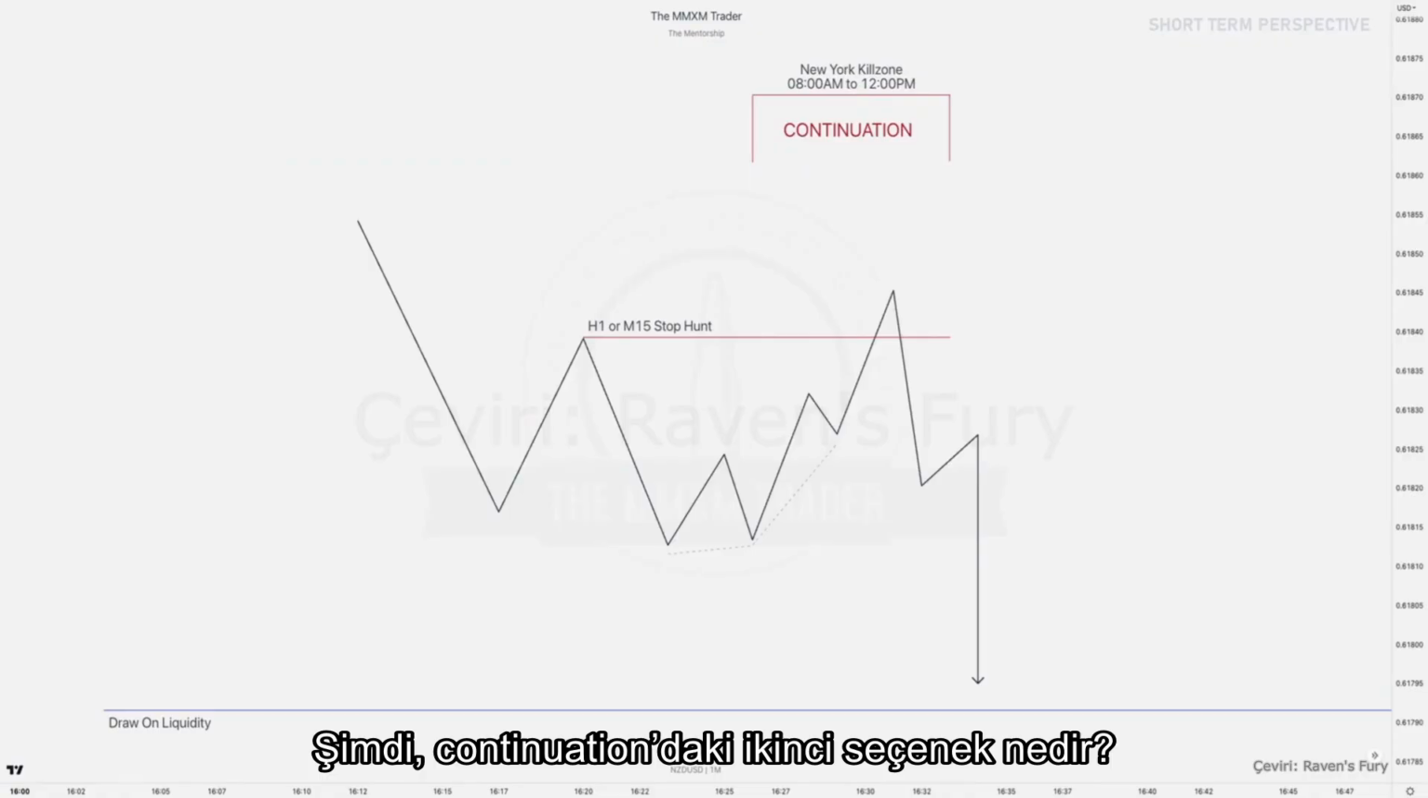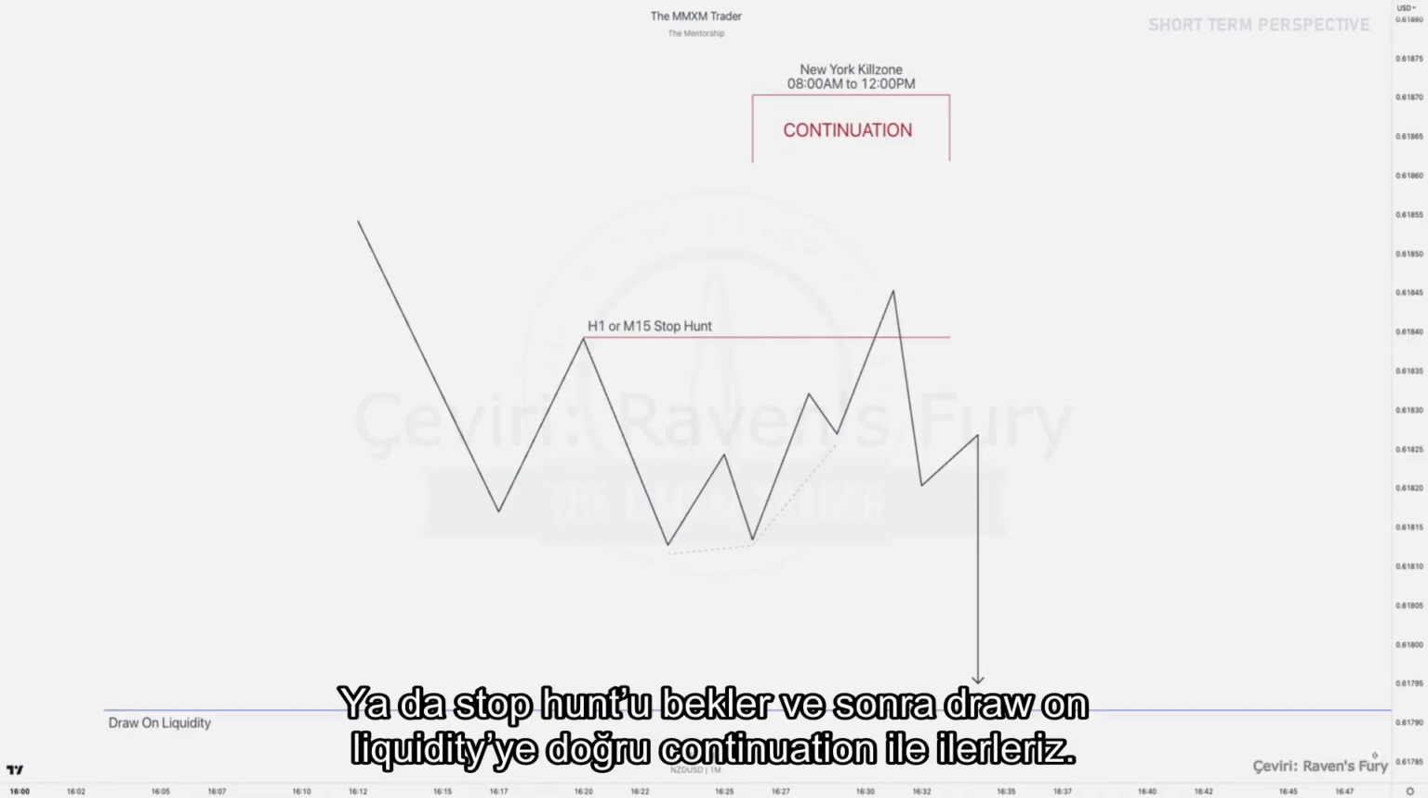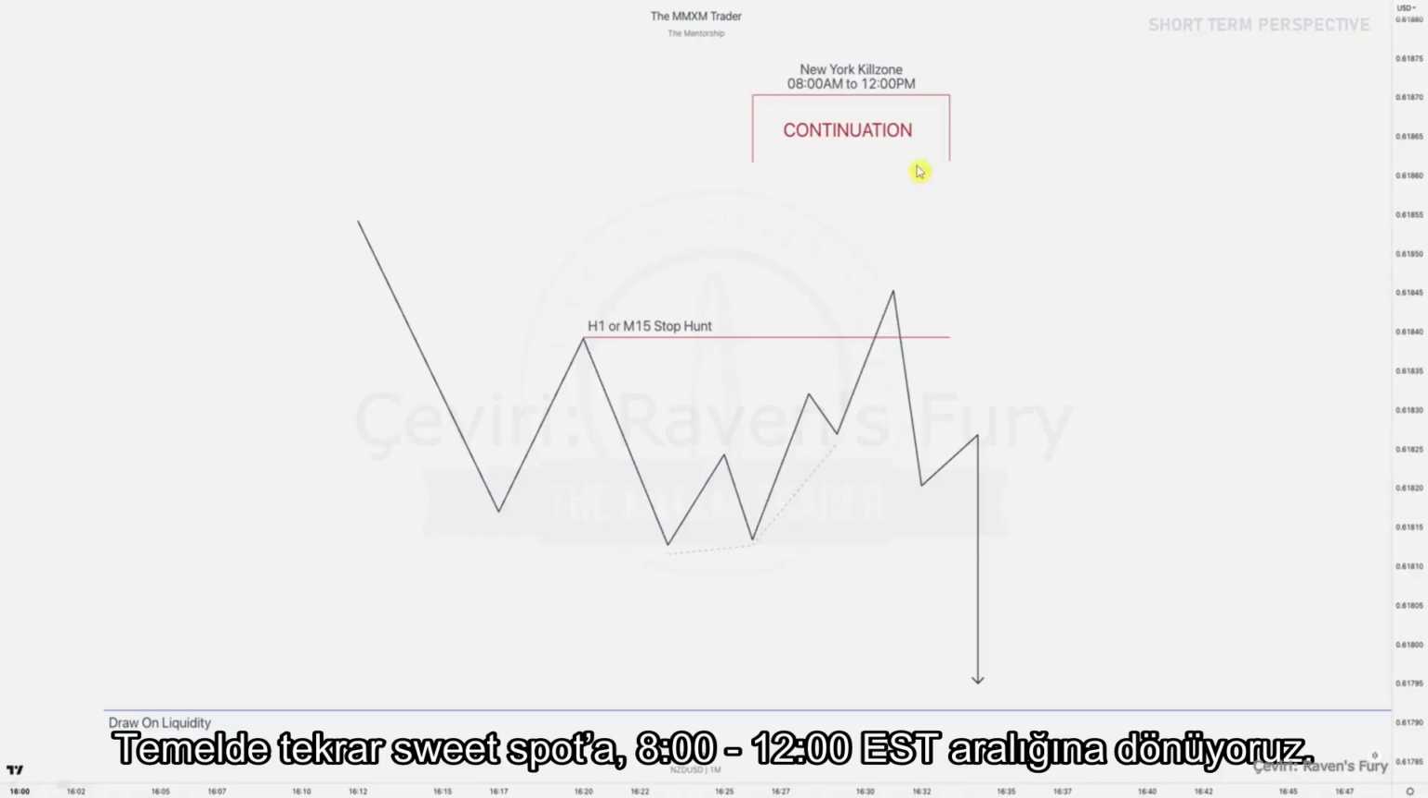Now, what is option 2 in the continuation? So we either hit a higher time frame premium or discount array, right? Or we look for that stop hunt and then continuation lower into our drawn liquidity. So basically we go back to that sweet spot, right? 8 a.m. to 12 p.m.